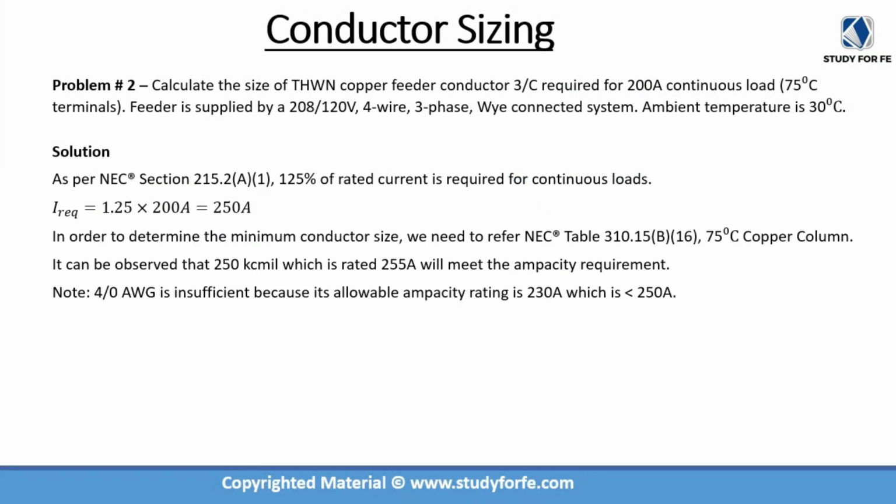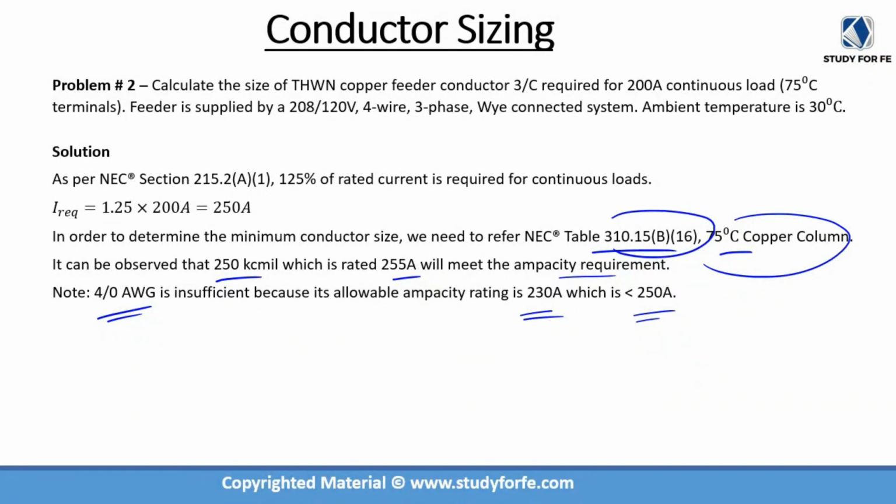Now again, we are going to refer to the table for 75 degrees C copper. Table is 310.15(b)(16). It can be observed that 250 kcmil, which is rated 255 amps, will meet this ampacity requirement. Again, 4/0 is insufficient because its allowable ampacity is 230 amps, which is less than 250 amps.